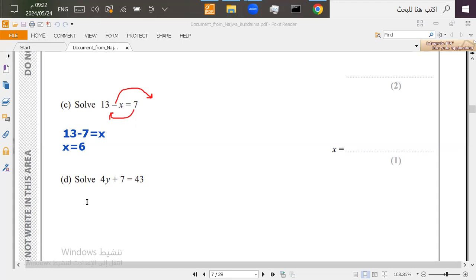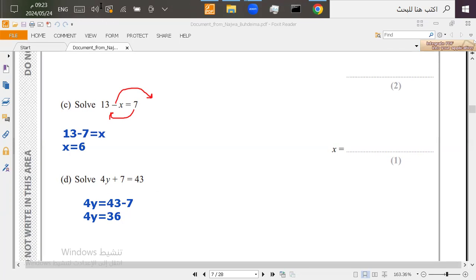Now we're going to solve this. 4y plus 7 equals 43. Same steps. I'm going to take the 7 to the other side. So 4y equals 43 minus 7, because I changed the sign of the 7. And then when you subtract 7 from 43, we're going to have 36. So 43 minus 7 is 36. And then we're going to divide by 4, or take the 4 to the other side by dividing.